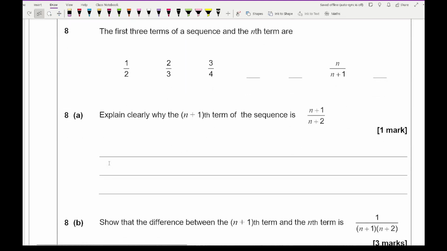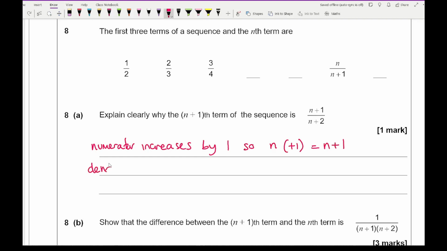Moving on to question 8, it says the first 3 terms of a sequence and the nth term are given, and it asks us to explain clearly why the n plus 1th term of the sequence is going to be n plus 1 over n plus 2. Now the reason for this is because the numerator increases by 1, so n and then plus 1 equals n plus 1.